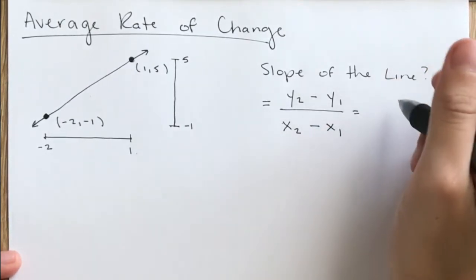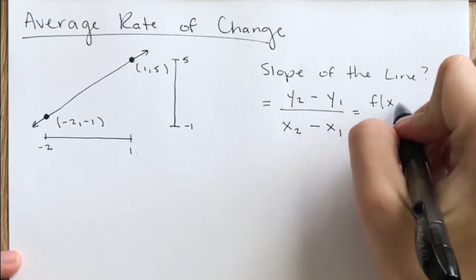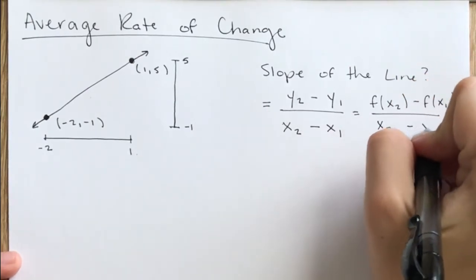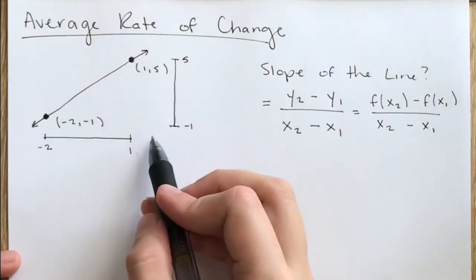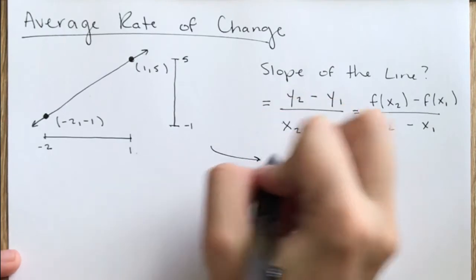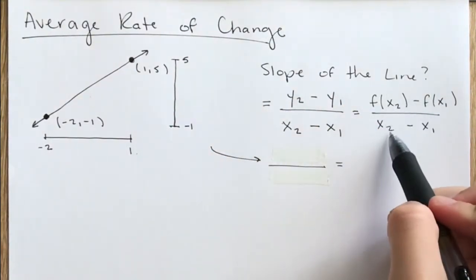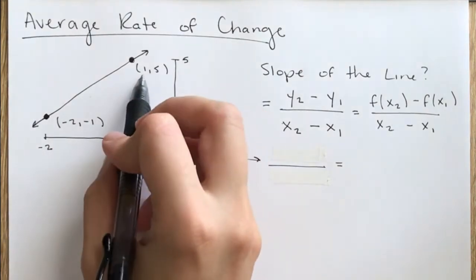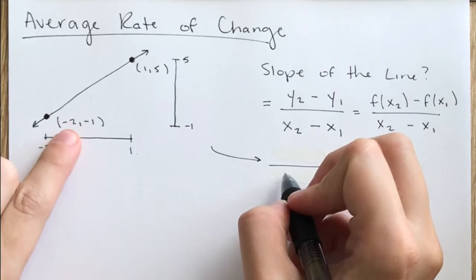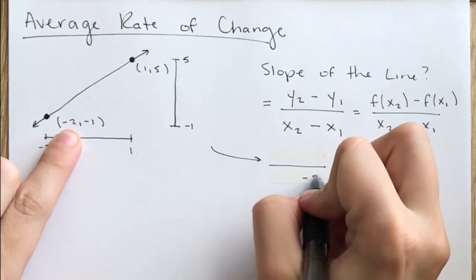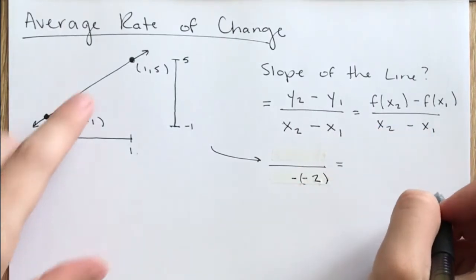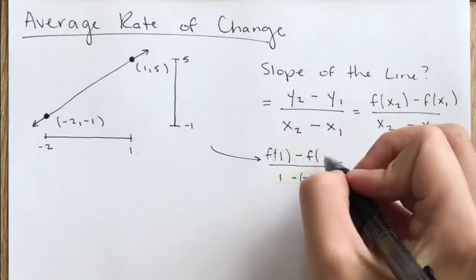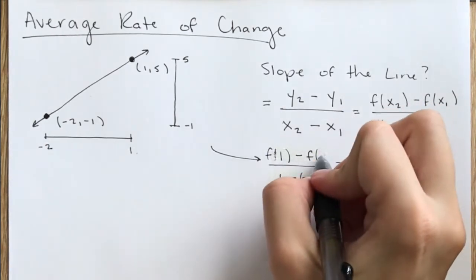The way we're going to see it written more frequently in this class is using function notation. So f of x2 minus f of x1 over x2 minus x1. That's it. So here, what's x2 and x1? We'll call this point x1 and this x2. So if x1 is -2, that goes down here, and we're subtracting x1 from x2, which is 1. And then on top we want f of x2, which is 1, and then f of x1, which is -2.